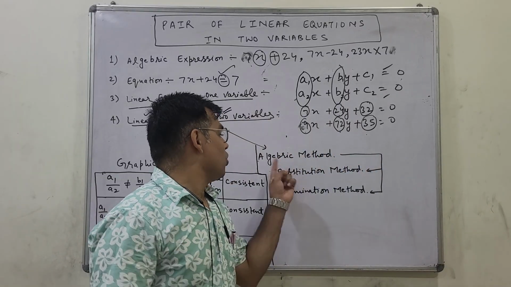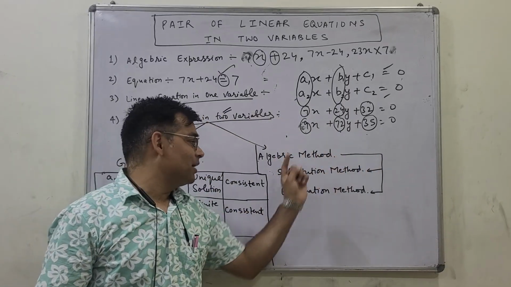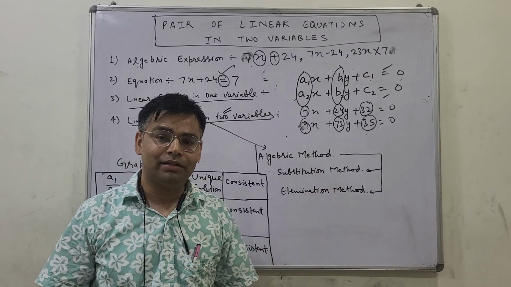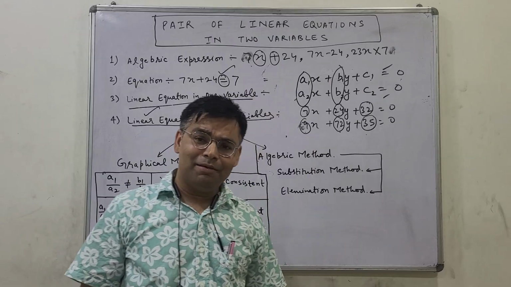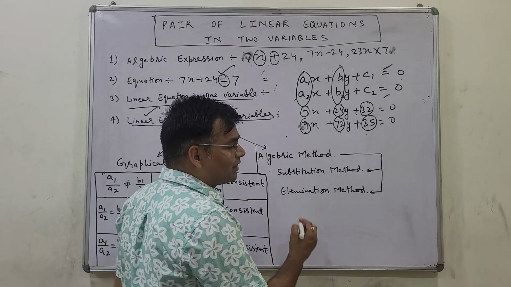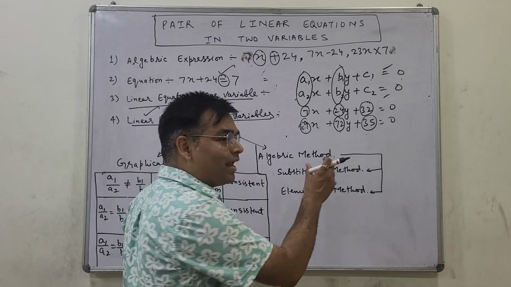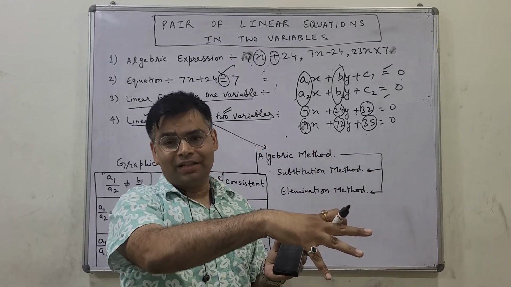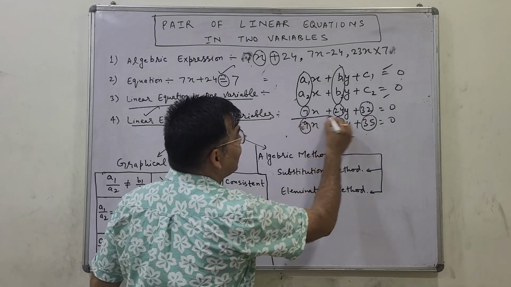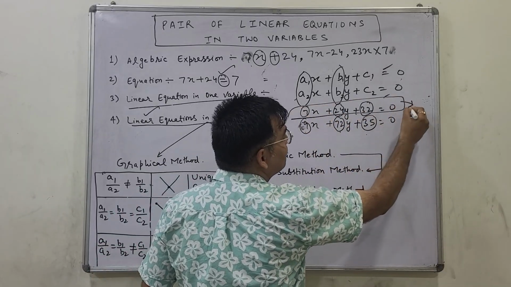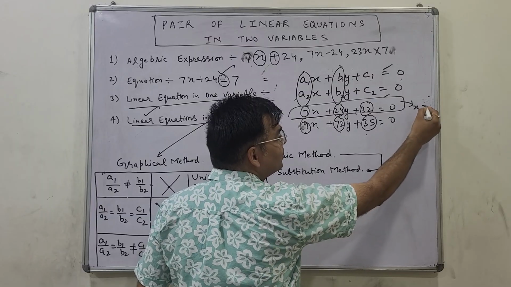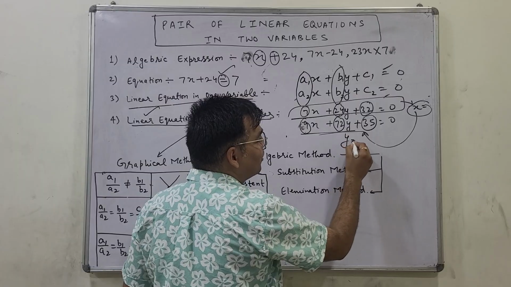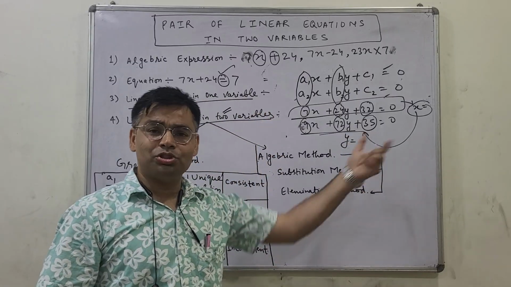But there is also an algebraic method. Under the algebraic method, there are the substitution method and the elimination method. What are these? The substitution method is just like figuring out the value of x and substituting it in the other equation. Let us suppose I calculate the value of x from this equation and substitute this x value in this equation so that I will get the value of y. That is called the substitution method.